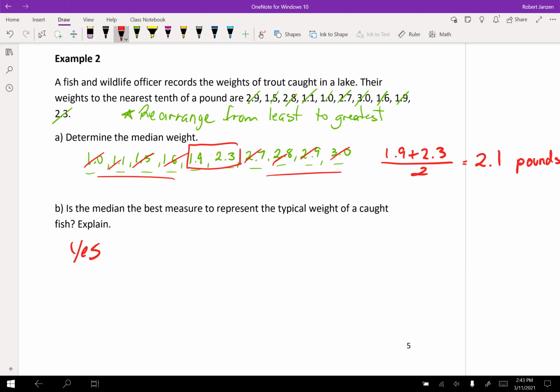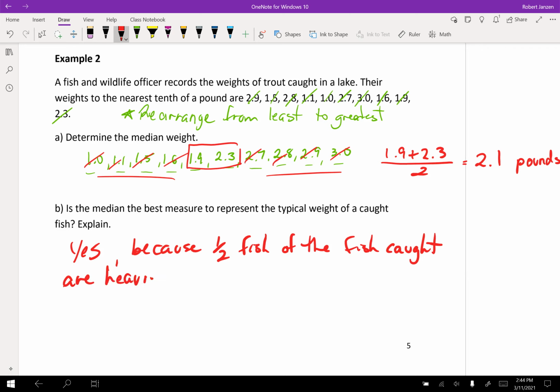Let's say yes, because half of the fish caught are heavier and half are lighter. Okay.